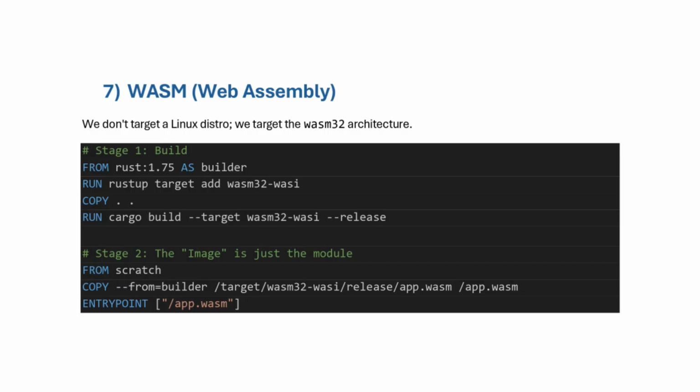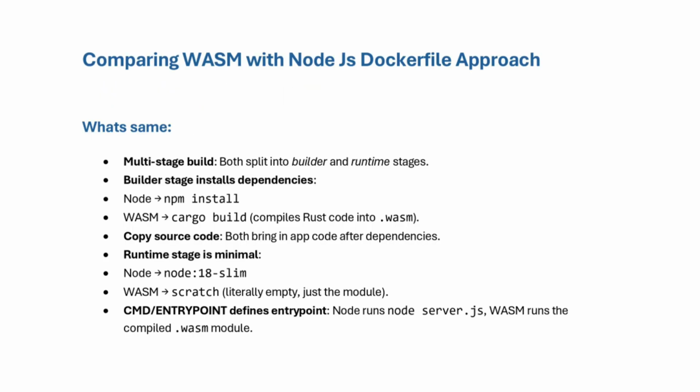Now let's understand WASM or WebAssembly. This has the same multi-stage build with 2 stages. Here we don't target a Linux distro, we target the wasm32 architecture. Comparing WASM with the Node.js Dockerfile approach. What's same? Multi-stage build, both are split into builder and runtime stages. Builder stage installs dependencies. In Node it was npm install. In WASM, it is cargo build that compiles Rust code into .wasm. Copying the source code, both bring in app code after dependencies.